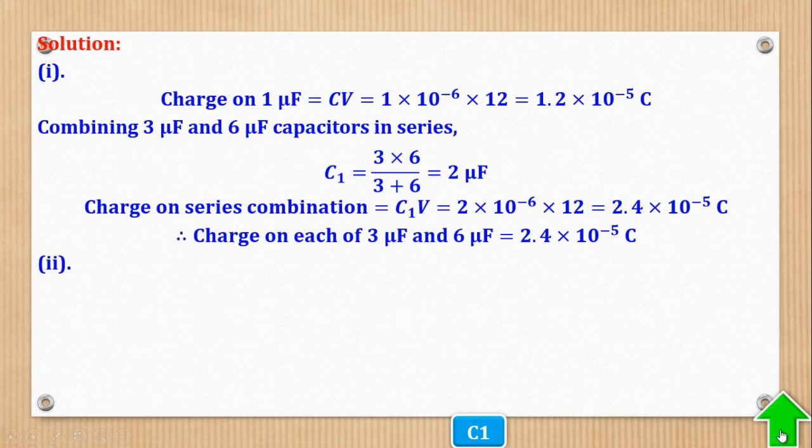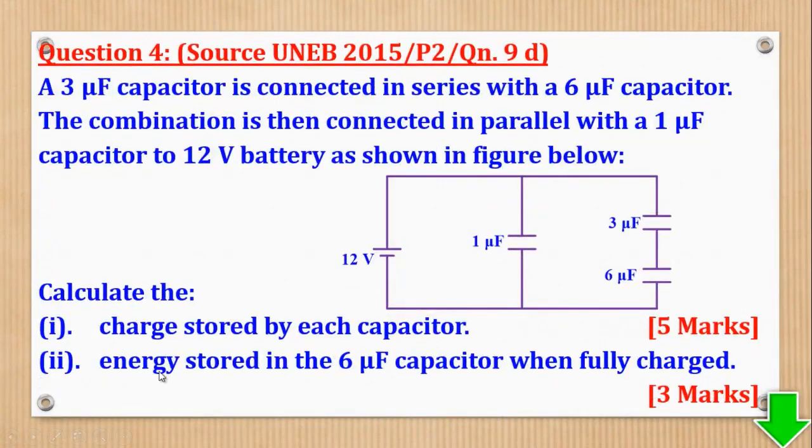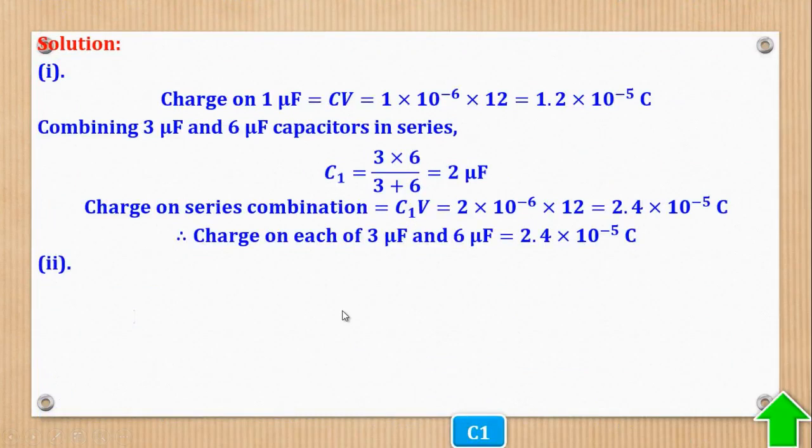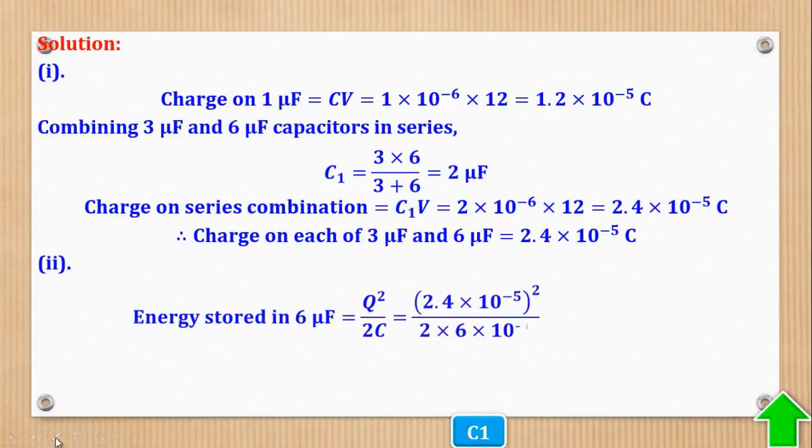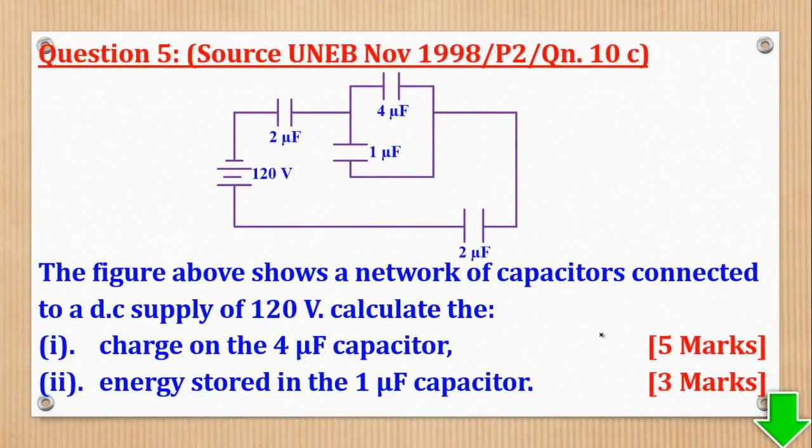That is Roman 1. What about Roman 2? Roman 2, they want the energy stored in the 6 microfarad capacitor when fully charged. So they want this. So the good thing, we know the capacitance and also the charge. So you come as that energy stored will be Q squared over 2C. So the charge is that and the capacitance is that. You come up with this as the energy stored. So that was question 4.